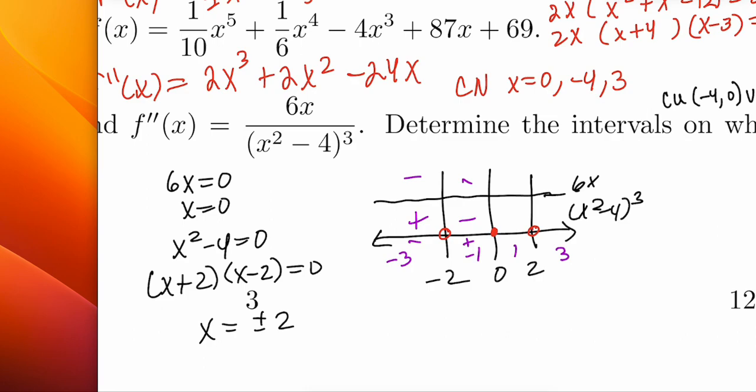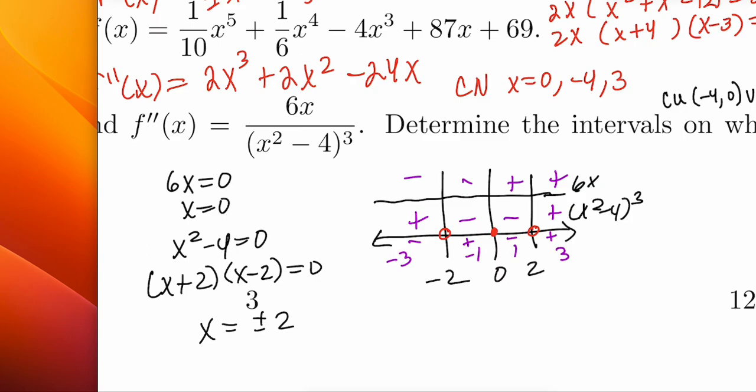If I plug in 1, I get a positive on top. On the bottom, 1 minus 4 is negative 3. If I cube it, I'm still going to get a negative. If I plug in 3, I get a positive on top. On the bottom, I get 9 minus 4, which is a positive. Cube it, I'm still going to get a positive. So this one would be negative, and this one would be positive.